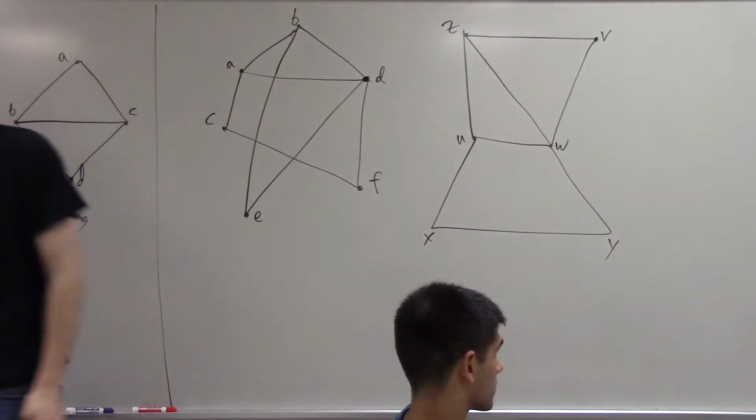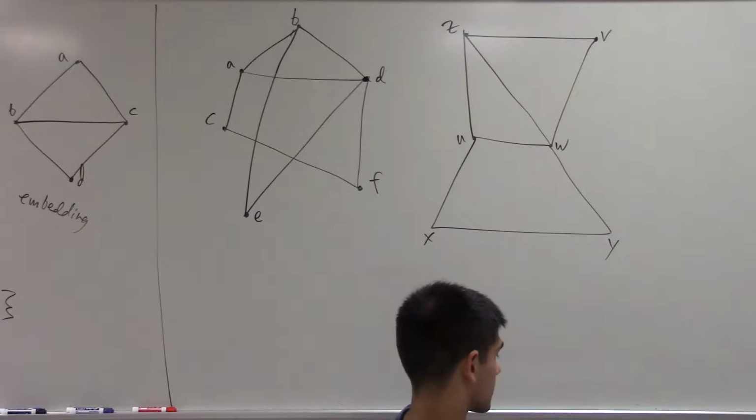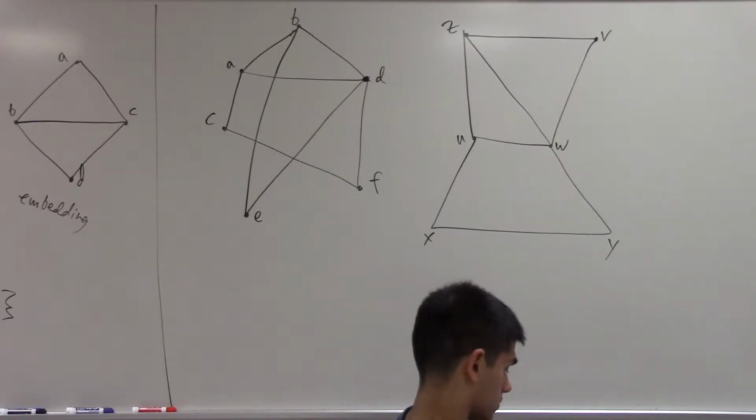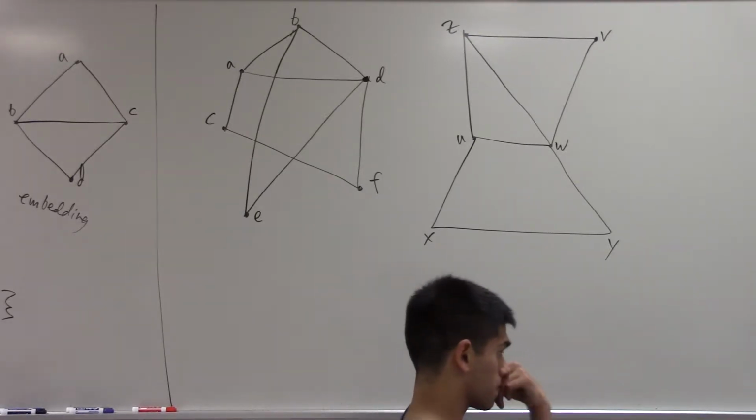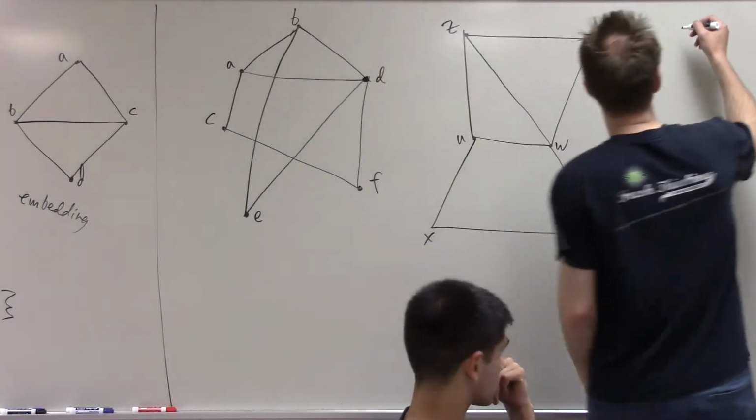All right, so we don't want to waste our time analyzing the same graph over and over again. So we want some kind of vocabulary to explain what it means for these two graphs to be essentially the same. What we say is they're isomorphic.